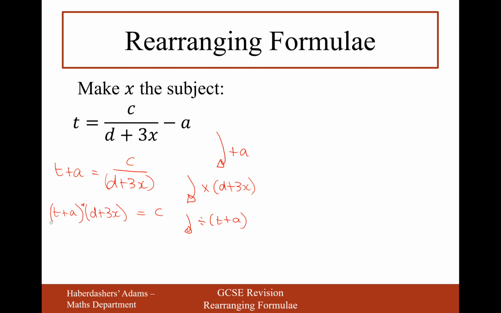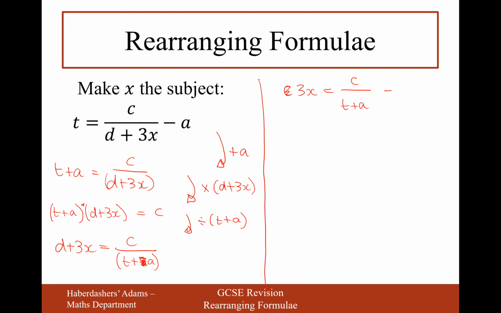So to get rid of this one, I'll divide by it. So d plus 3x equals c over t plus 3a. Sorry, t plus a. Move up to this line now. The next thing I'll do is subtract the d onto the other side, so it's going to be 3x equals c over t plus a minus d.